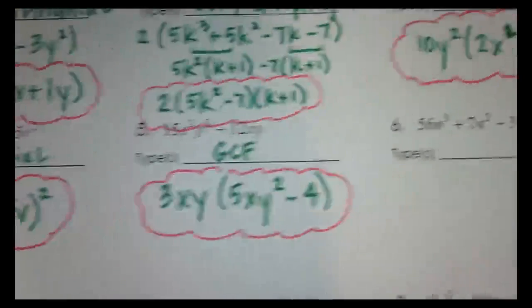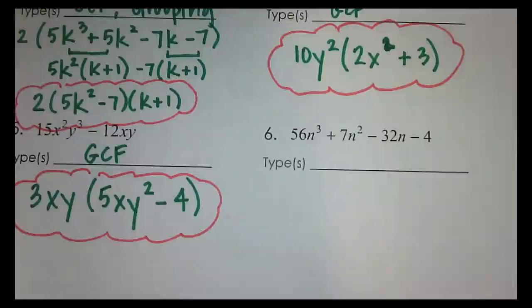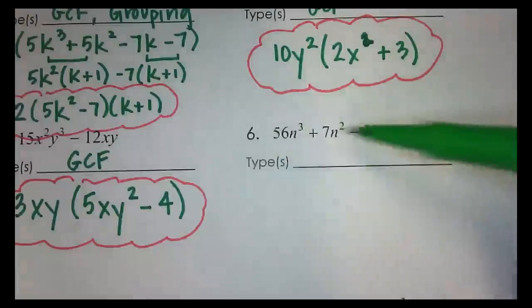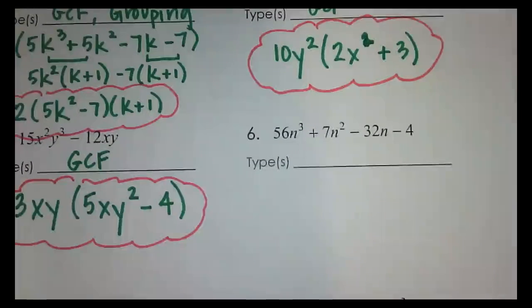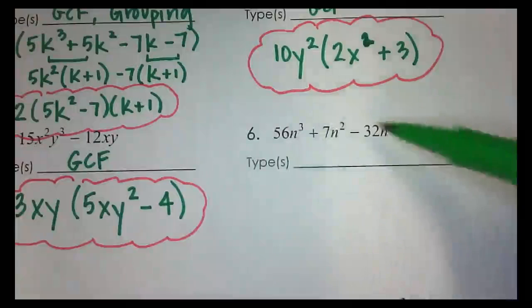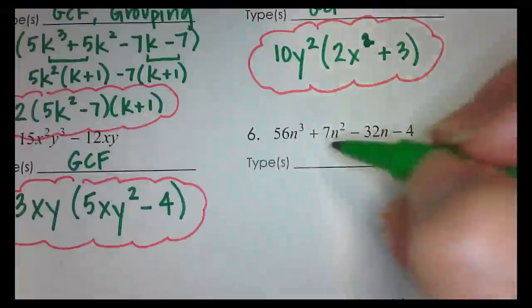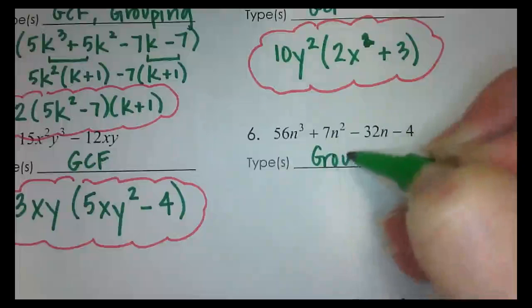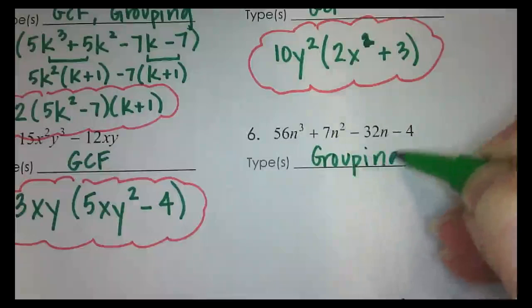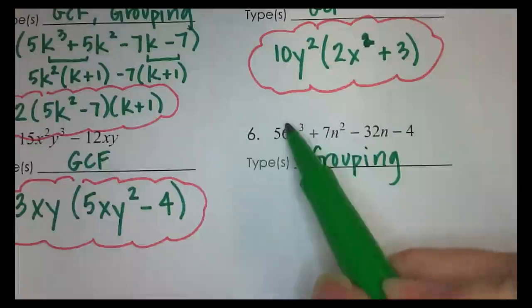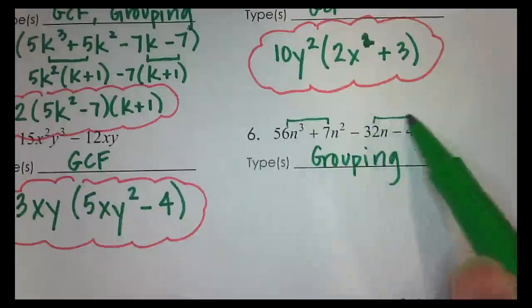All right, number 6. First thing I'm going to do is look for GCF. I'm not seeing anything that will go into everything. So now I notice that there are 4 terms, and when we have 4 terms, we'll check for grouping. So we are going to try grouping. All right, so I'm going to group them as they're written. So I'm going to put those 2 together and put those 2 together.